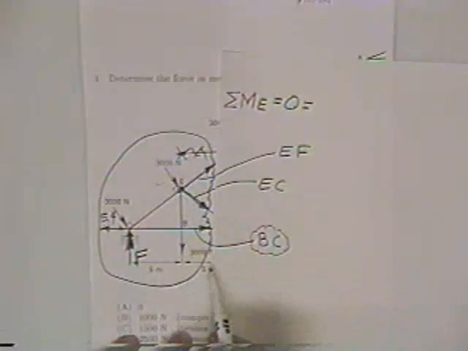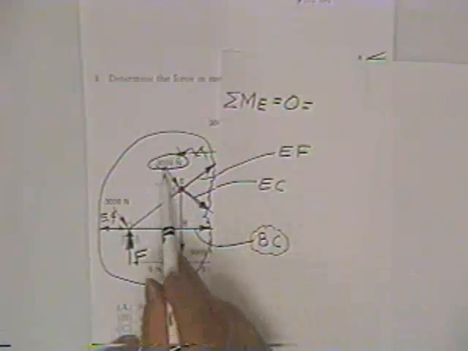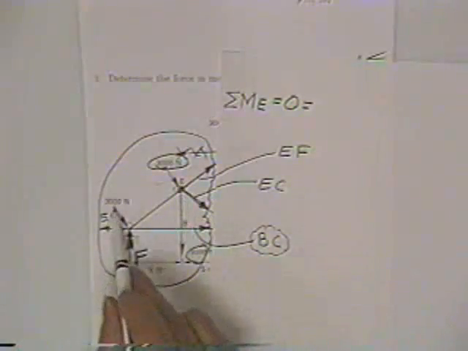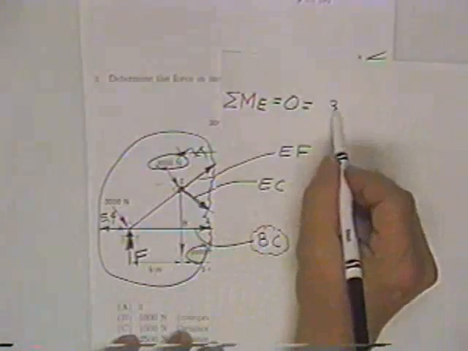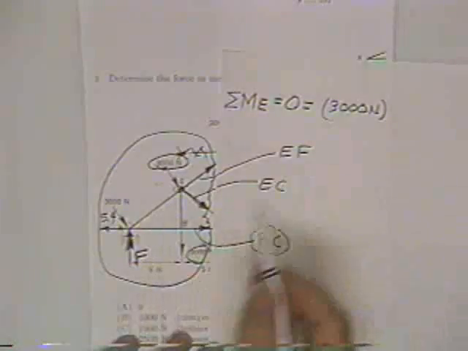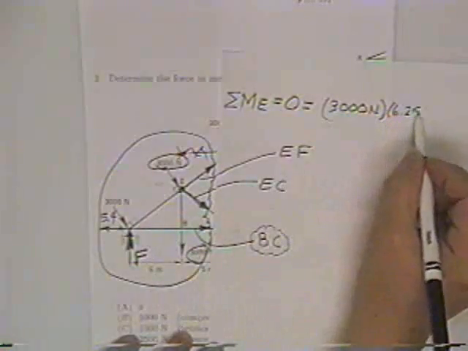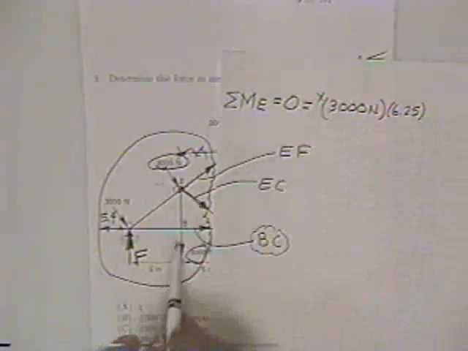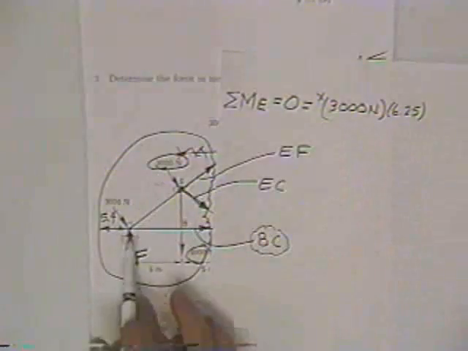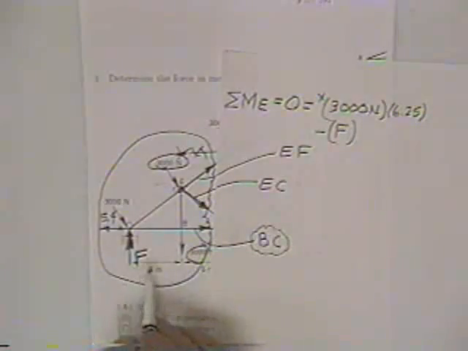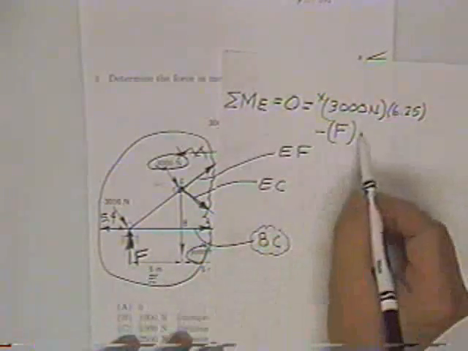Here's your sum of moments about point E. First, this guy, no moment. Second, this guy, no moment. Third, this guy, 3,000 newtons times his moment arm, that was 6.25, and he gets a positive tendency to roll. Minus the force F, which we're going to have to get from the previous free body. Here's his moment arm right here, 5 meters.